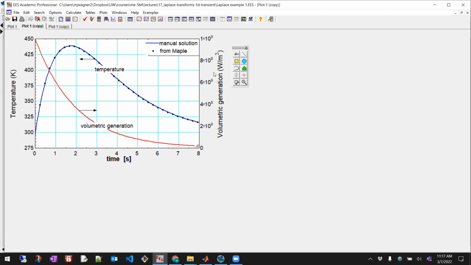This is just another tool that you have now to tackle some of these problems. The Laplace transform can be really powerful because it simplifies the solution process down in the S domain. The challenge is always getting back to the time domain.